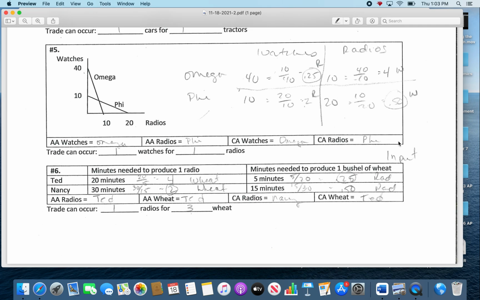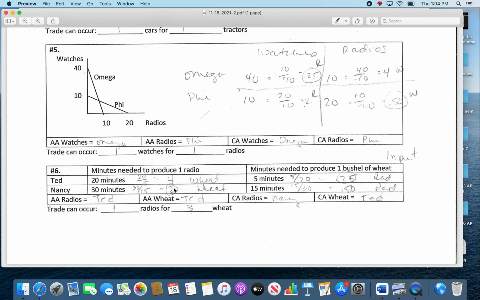This is an input. Who can make it quicker? Ted makes his radios quicker, so he has an absolute advantage. And then over here, Ted has the absolute advantage in producing wheat because he can make that quicker too. Since this is an input, the other is going to go under. So 20 over 5, 5 over 20, 30 over 15, 15 over 30.